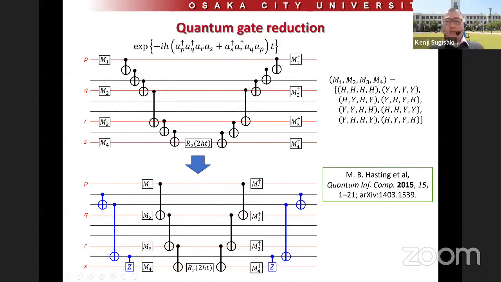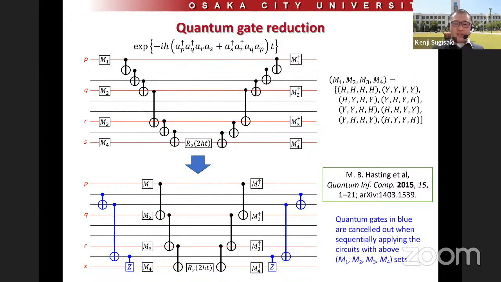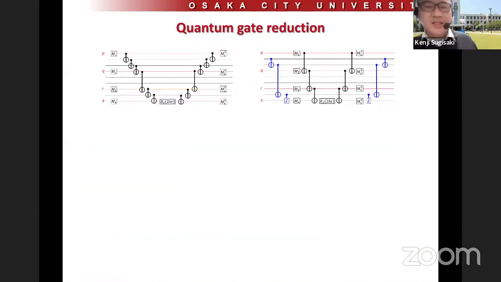Okay, so by using this kind of transformation, the quantum gates in blue are cancelled out when subsequently applying the circuit with the above 8 sets of M operators. So let me illustrate using this slide. As I said, the quantum circuits divided into left and right are equivalent.